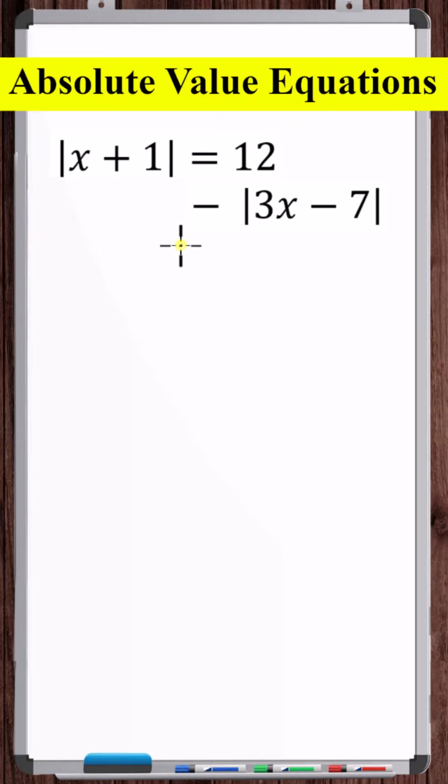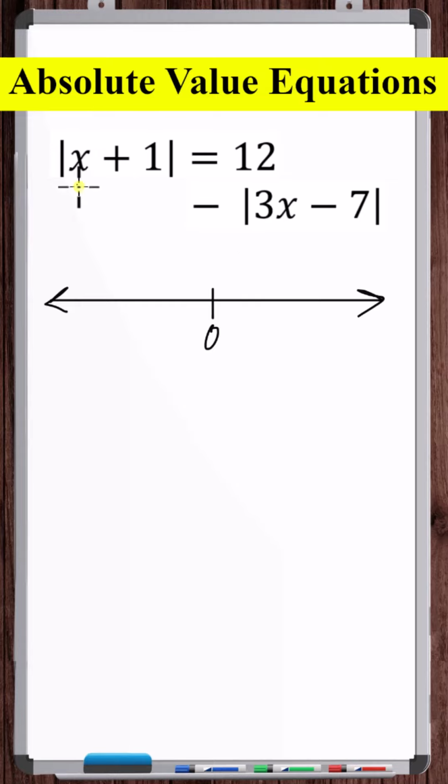Let's solve this absolute value equation. So what we want to do is draw a number line, and then we want to mark off all of the x values where the expression inside of each absolute value changes from positive to negative or negative to positive.